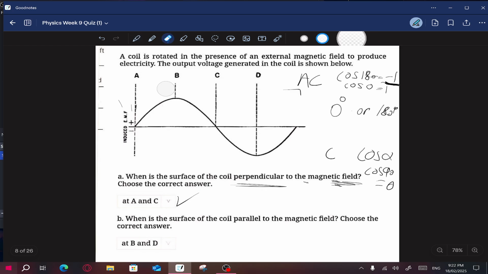Now we also have to remember that at 1 and at negative 1, you would have maximal output of current, because you're multiplying it by 1. You're not multiplying it by 0.8 or 0.5. You're multiplying it by 1, so it would only be B times A, right? So making this at the peaks or the troughs, the highest points or the lowest points of the graph. The highest point on the graph is B, and the lowest point, the trough, is D. So it is at B and D.